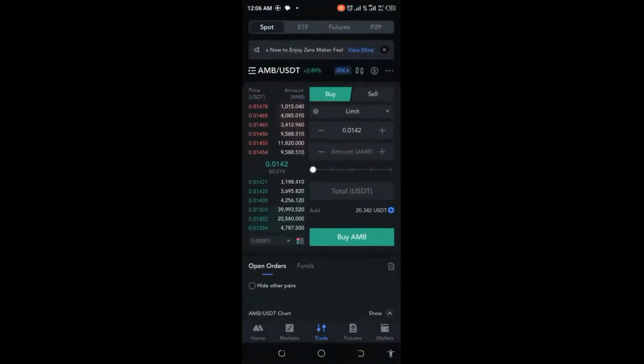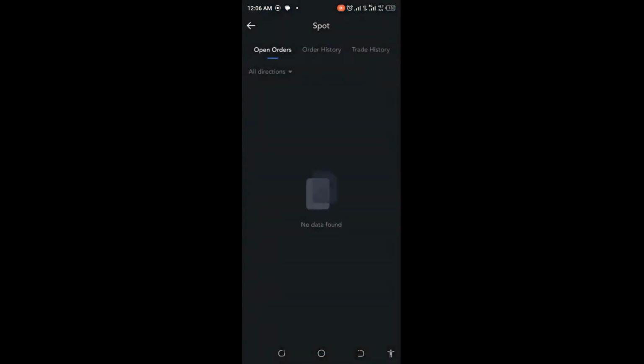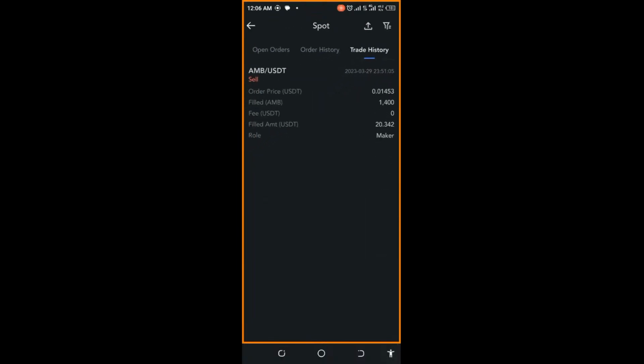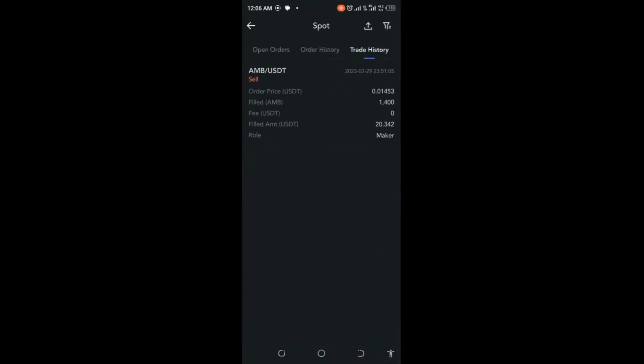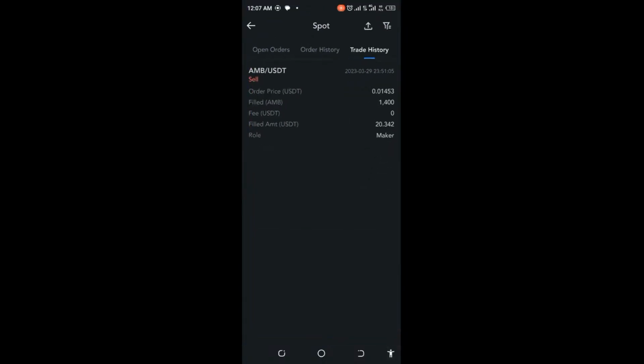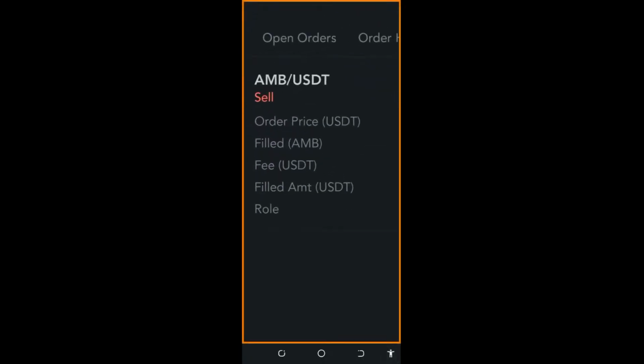So let me go check the order history to see what's in here. Wow, you can see it's actually a very new platform, my very first execution of a trade here. You can see that we actually got 20.34 here, but what we started out with, if you remember, is $20. So that means our profit is 34 cents. And you can see that the fee is zero.